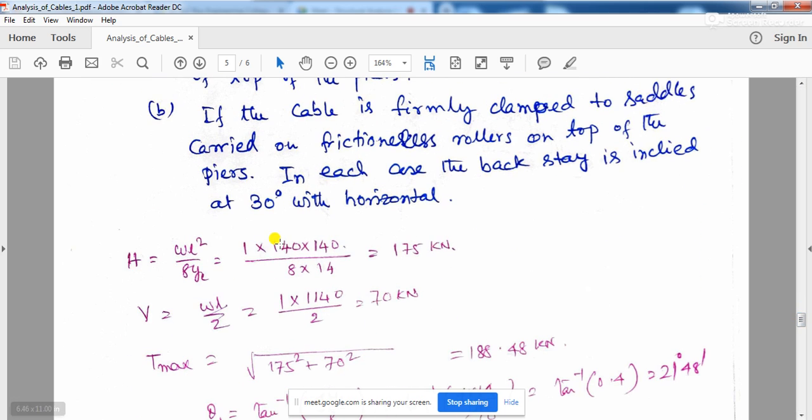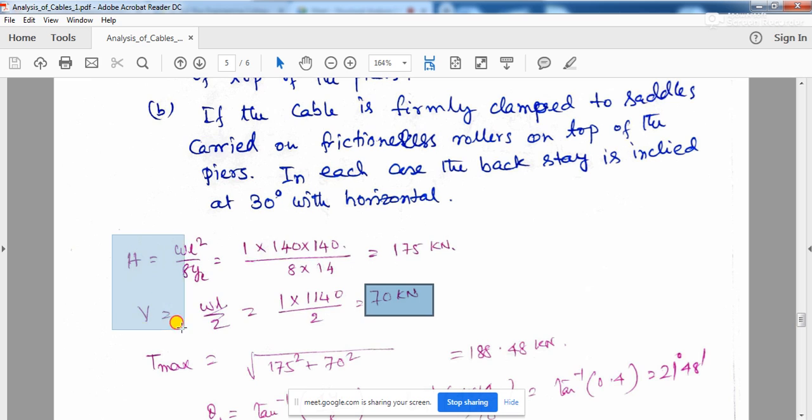So you see, we will put the values over here. W is 1, L squared is 140 into 140, and then 8 multiplied by YC. YC is basically the dip of the cable, that is 14. So if you simplify it, if you solve it, then you are going to get the value of H. And what will be your V? V is nothing but WL upon 2. So W is 1, and the length is 140 divided by 2. If you divide it, you are going to get 70 kilonewton.